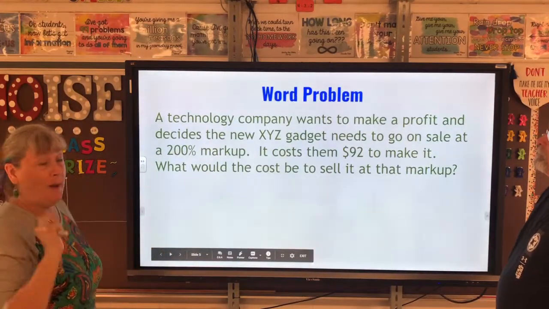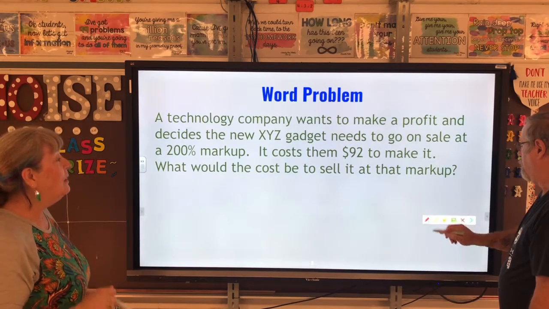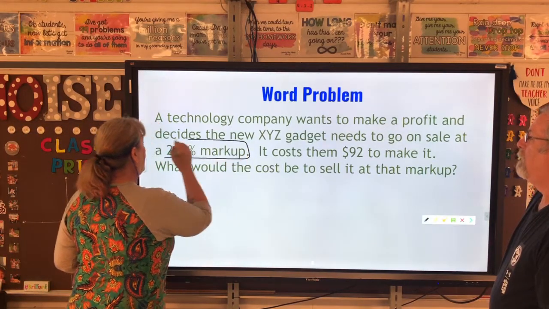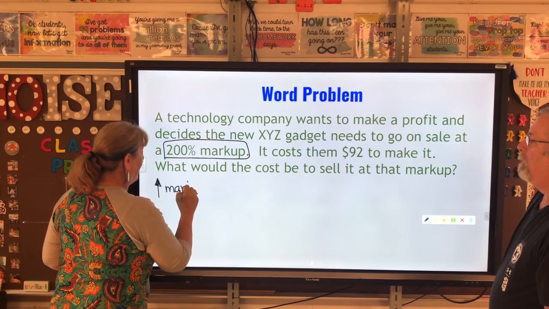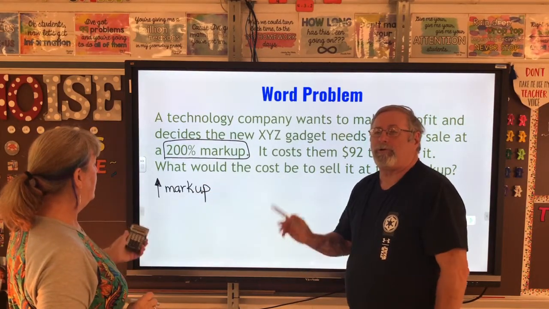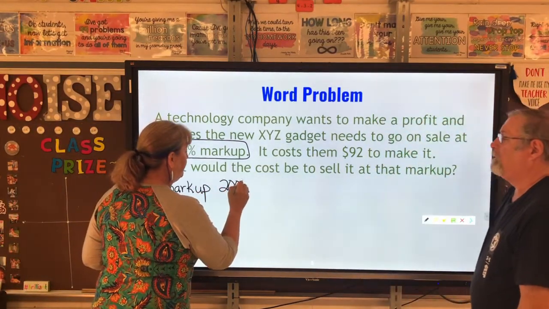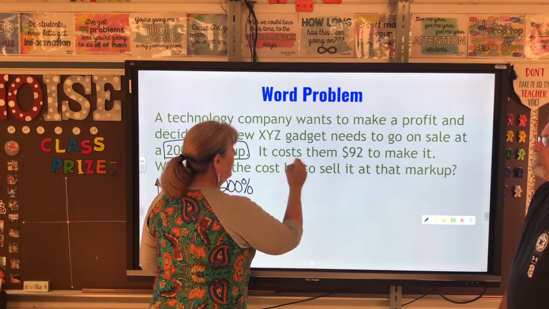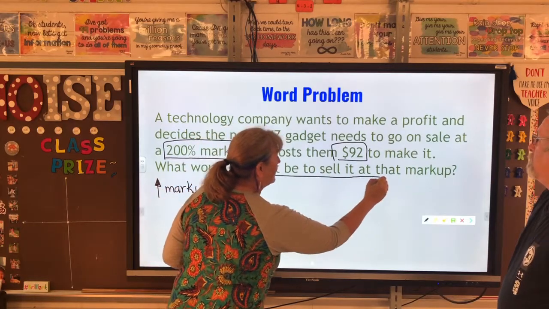Here's mine. A technology company wants to make a profit and decides the new XYZ gadget needs to go on sale at a 200% markup. 200% markup. Well, the word markup means I'm going to raise the price of it. So we talked about the fact that the markup is for the company. Notice how she did this? It's not a bad thing when you're doing problems like this to give yourself little notes as you're doing the problem. And 200% seems really ridiculous, but you'll find that that's very common. It cost them $92 to make it. What would the cost be to sell it at that markup?